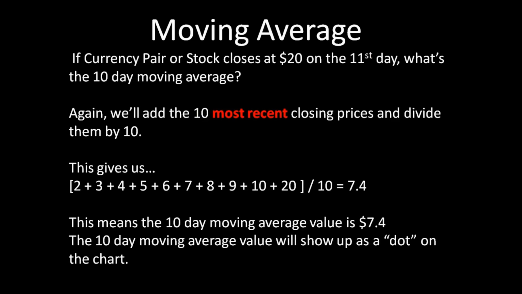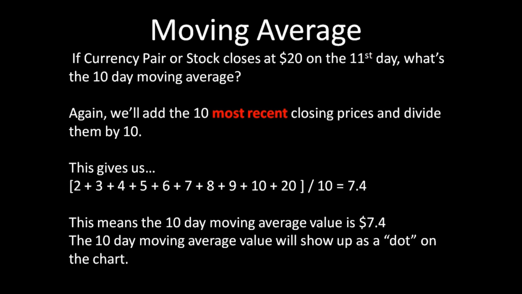If the currency pair or stock closes at $20 on the 11th day, what will be the 10-day moving average? Again, we add the most recent closing prices and divide by 10. We leave out day 1 and add from day 2, that is 2 up to 10, and then the 11th day closing price of 20. We add this total and get 74 divided by 10, which equals 7.4. This means the 10-day moving average value is 7.4.